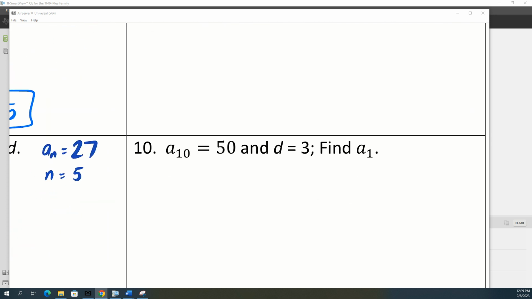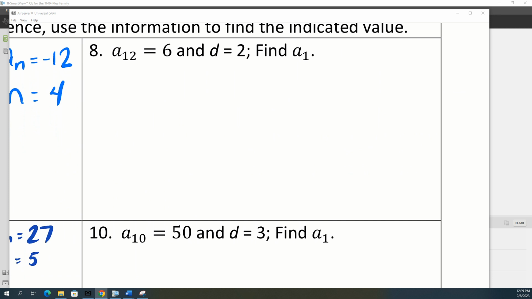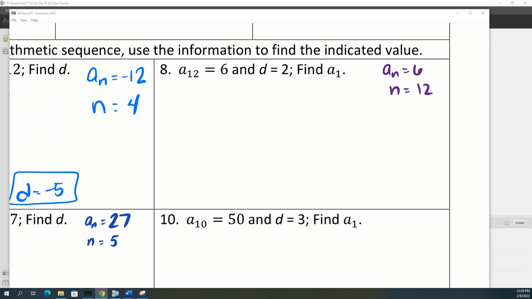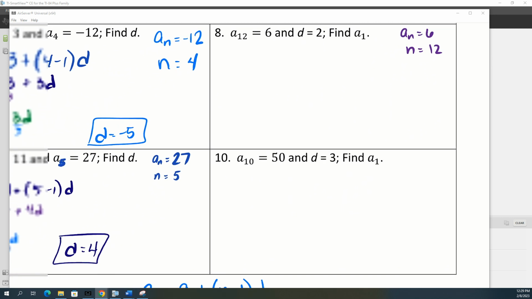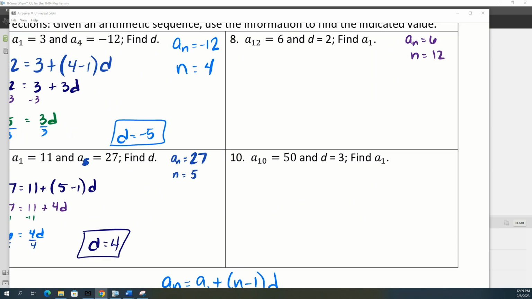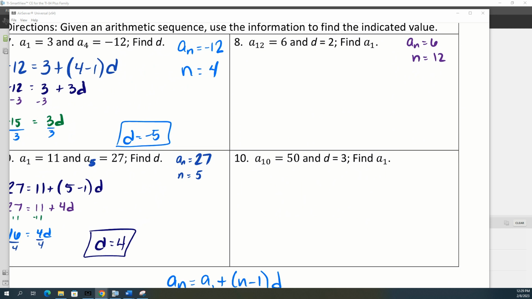All right. So same formula. This time A sub n is going to be 6. What's n going to be? 12. All right, D is going to be 2, and we're going to be looking for the first term. So let me zoom out a little bit. So I'm going to take those things, and I'm going to plug them into my formula. Oops, hold on, that was wrong. And the thing we don't know this time is A sub 1.